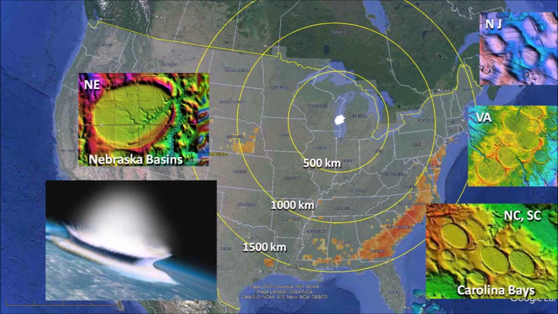The Carolina Bays and the Nebraska basins are located within 1,500 kilometers from the Great Lakes. This is the range of the ice projectiles in the ejecta curtain produced by the extraterrestrial impact on the Laurentide ice sheet. The sea level has risen by more than 100 meters since the bays were created. Erosion has destroyed all traces of the basins that were made on ground that is now underwater.